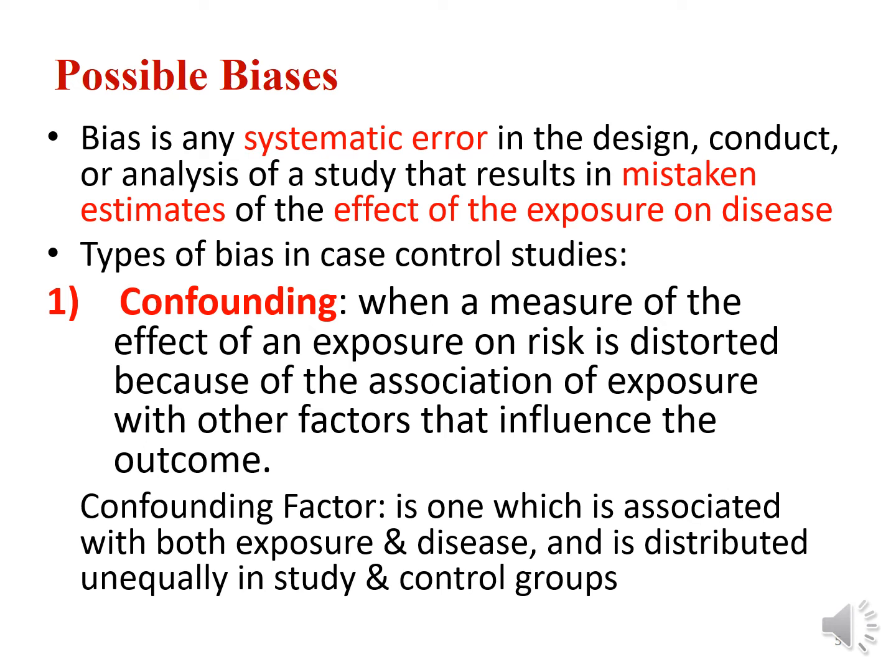There are different types of bias in case control studies. Number one is confounding bias, bias due to confounding. And what is confounding? When a measure of the effect of an exposure on risk is distorted. Why? Because of the association of exposure with other factors that influence the outcome. Factors that influence the outcome.